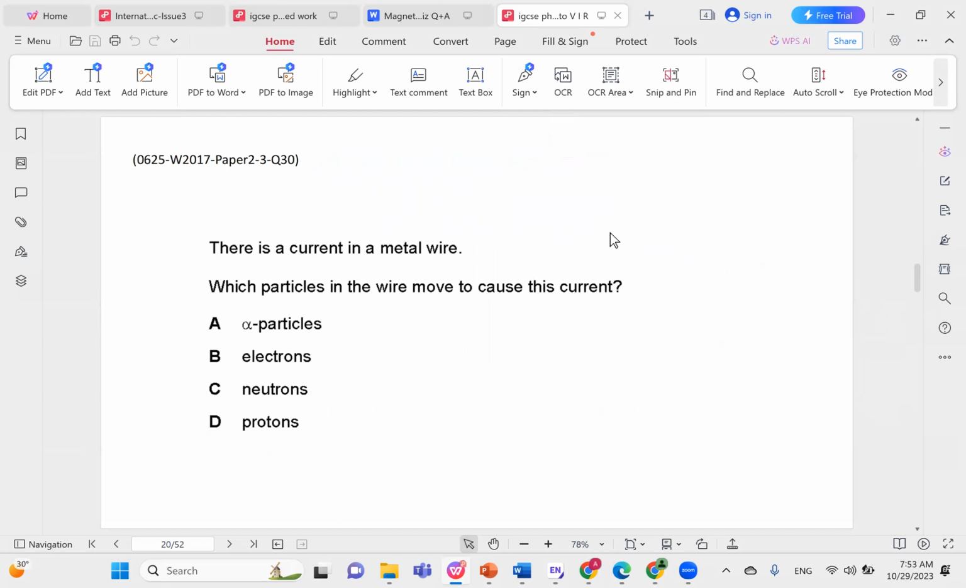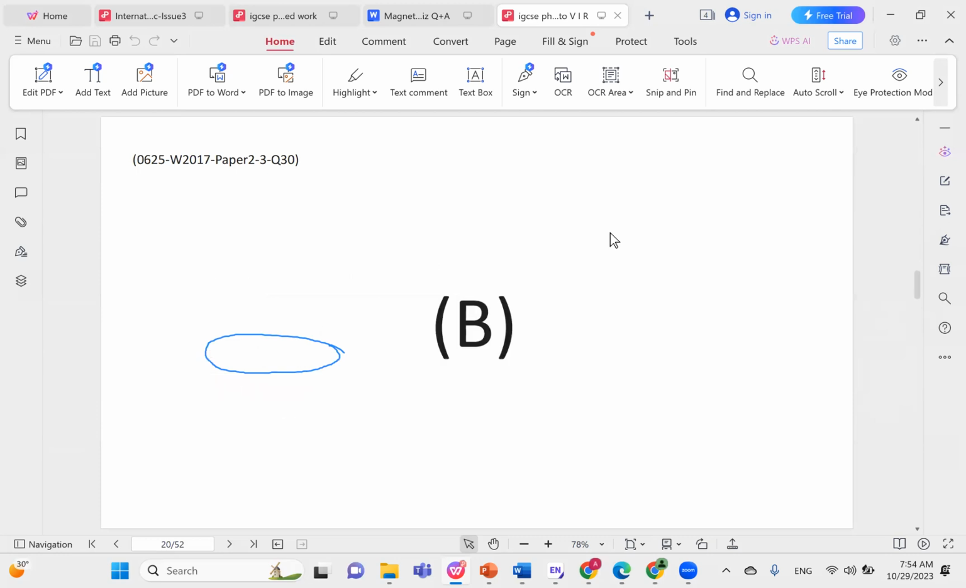There is a current in a metal wire. Which particles in the wire move to cause this current? Is it protons or electrons? We said that what actually happens is that electrons are transferred because protons are too heavy to move. So the correct choice here would be choice B.